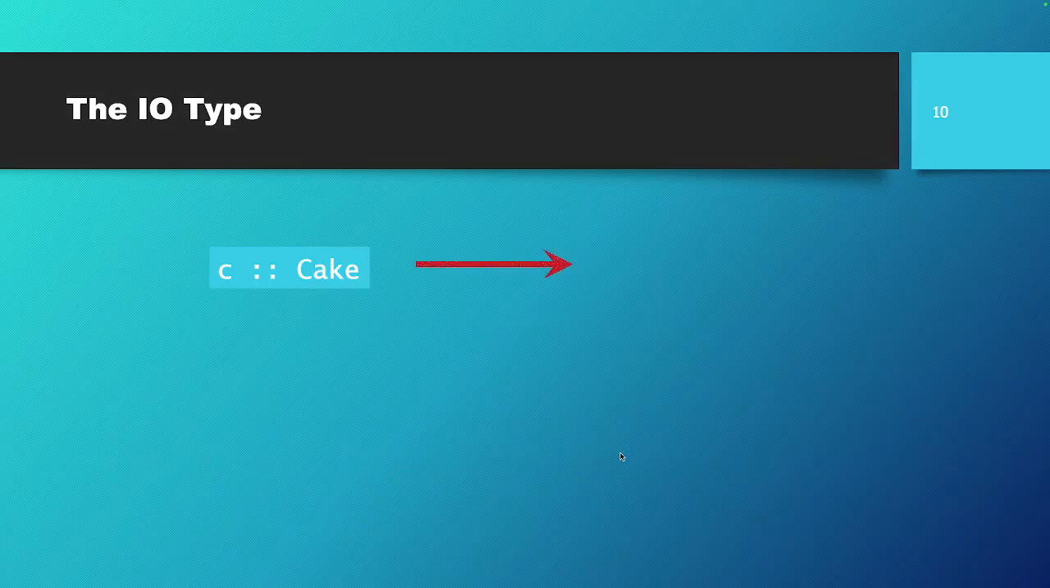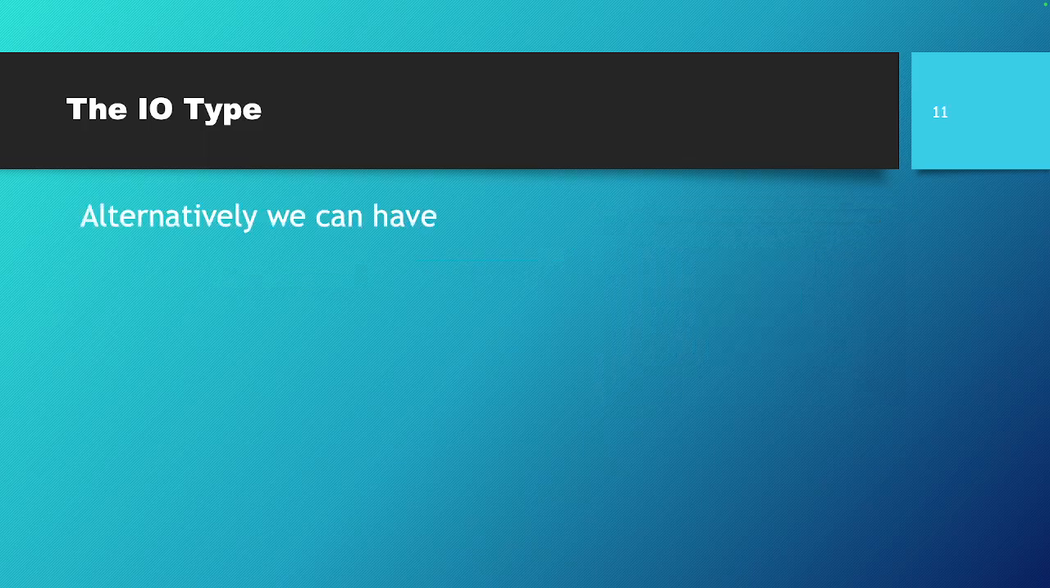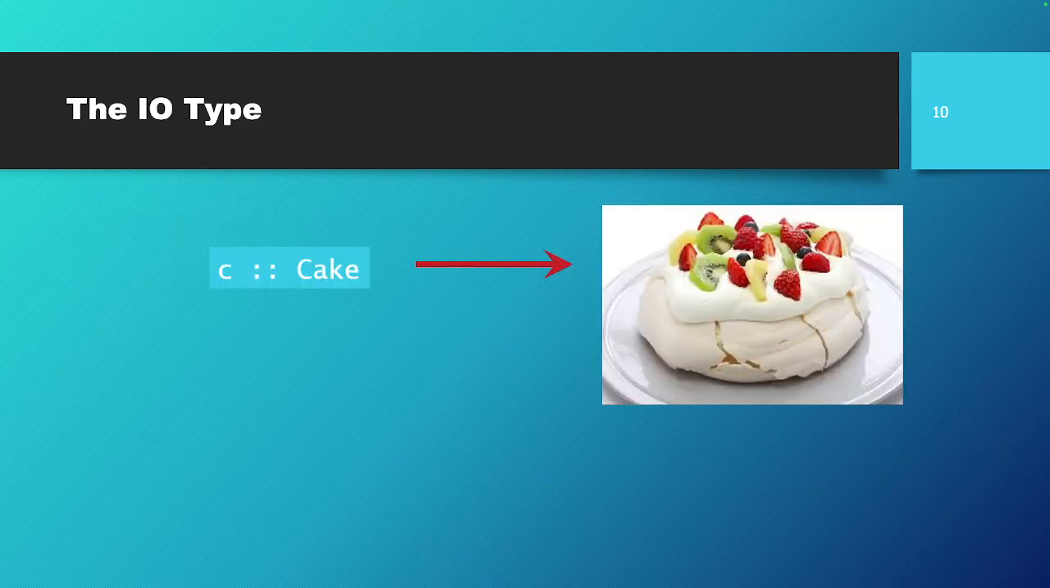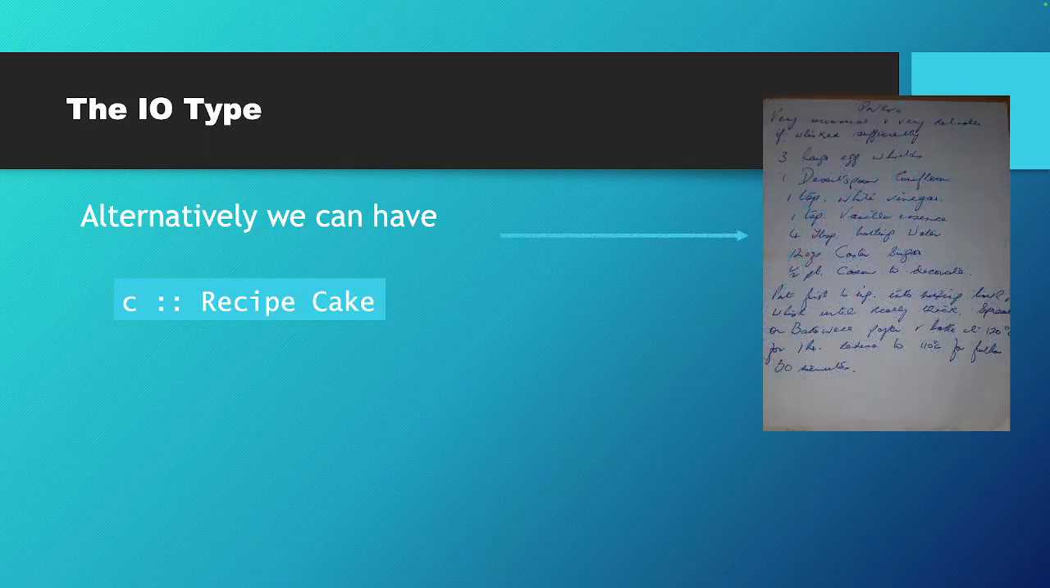So I'm going to have an example here. Here we have an example of a cake. That's a cake, it's pavlova. And alternatively, we could have a recipe of a cake. And that there is a recipe. That's actually Mammy Mara's recipe. She made a great pavlova.